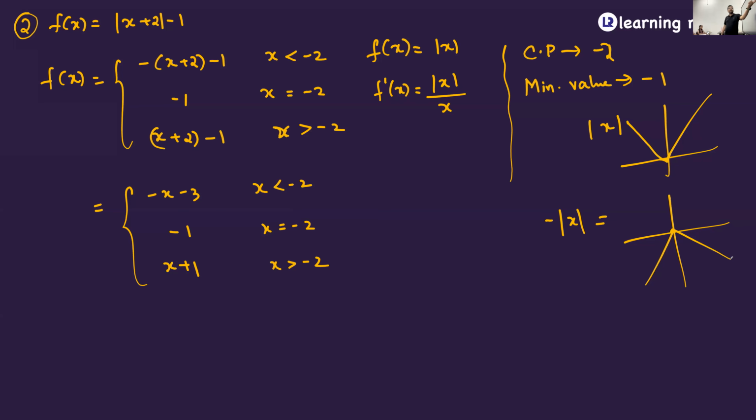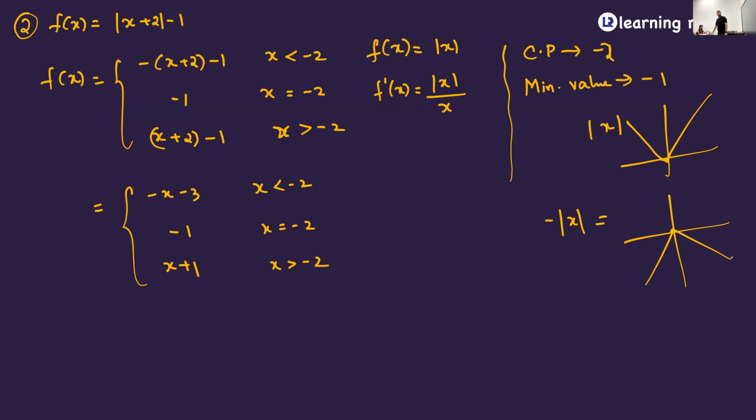So whenever mod x has a positive coefficient, mod of x plus 1 or mod of x plus 2, whatever the modulus value is, if the coefficient of it is positive, then it will always have a minimum value because the graph will be an upward V. Whereas if the coefficient of mod x is negative, then it will always have a maximum value because the graph will be inverted. So I told you, the concept is similar to a parabola, except that instead of U, you have V.